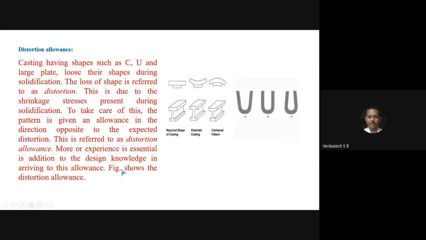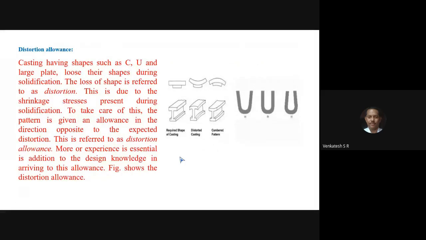Next, you come to the point, the distortion allowance. As already explained, while making an I section or flat section, you have to make the shape in the mold cavity like this. All of you observe here. If you need the size and shape like this, you have to make the mold cavity like that. Finally, you have the casting shape like this. This is called distortion allowance.